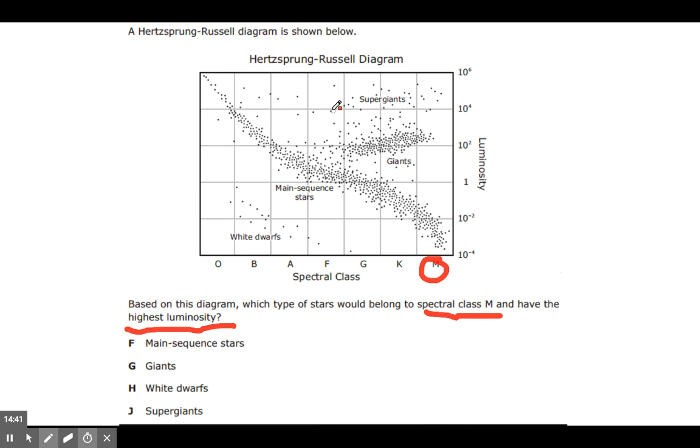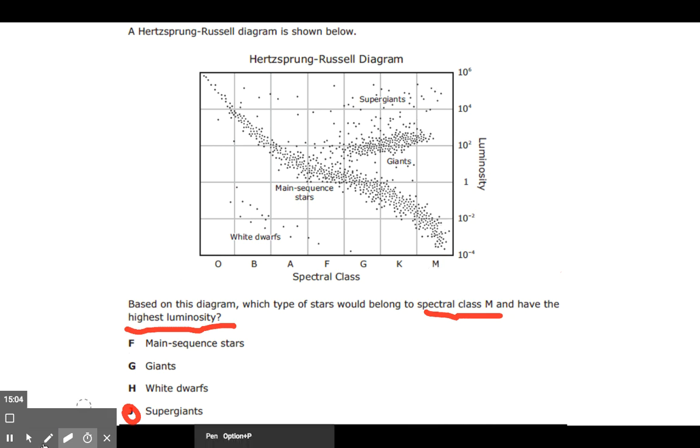And if you said the top, you are exactly correct. So the star at the top in this class would have the highest luminosity, and that belongs to the supergiants.